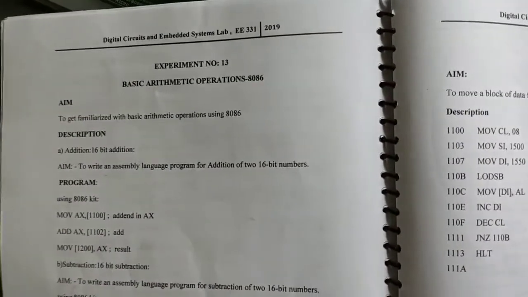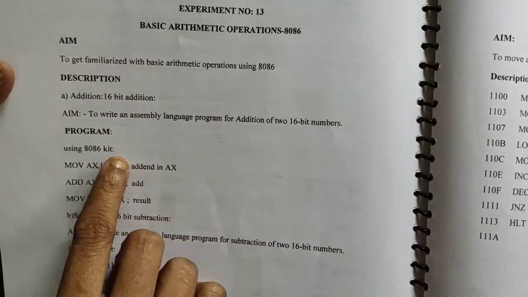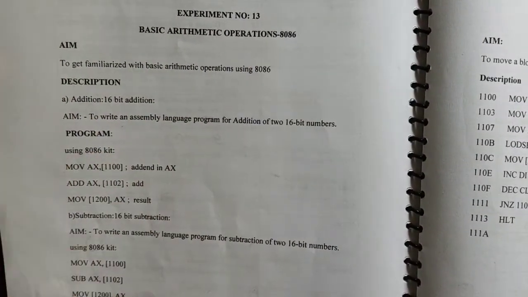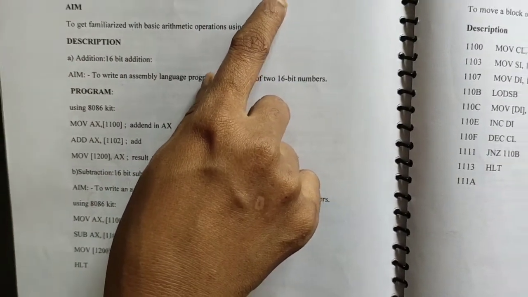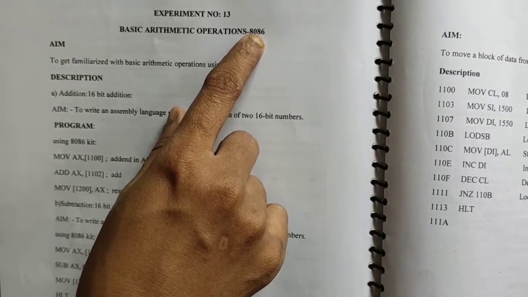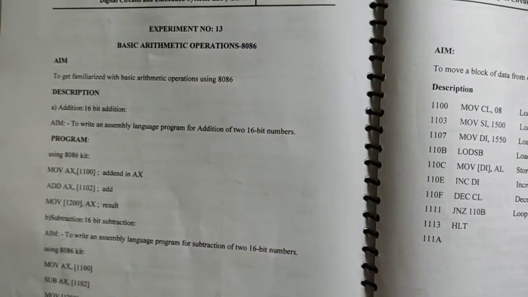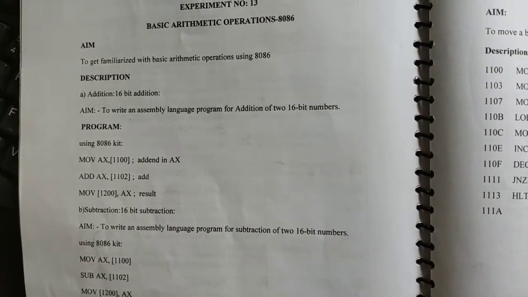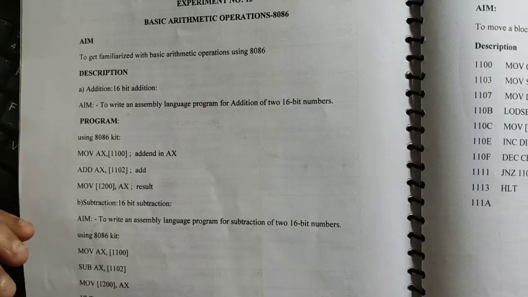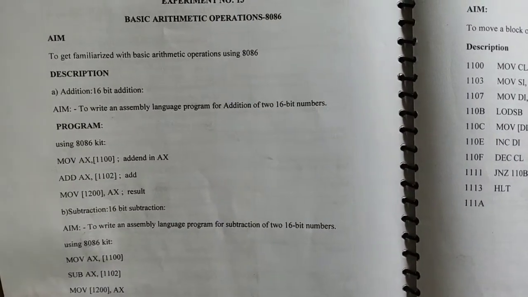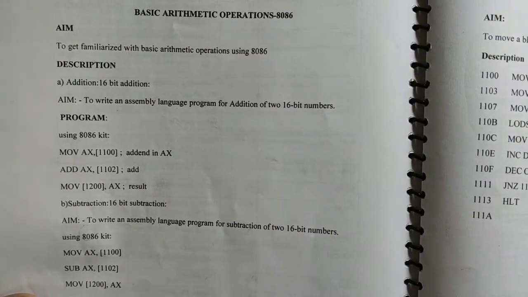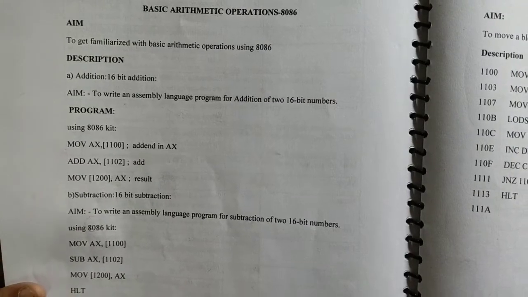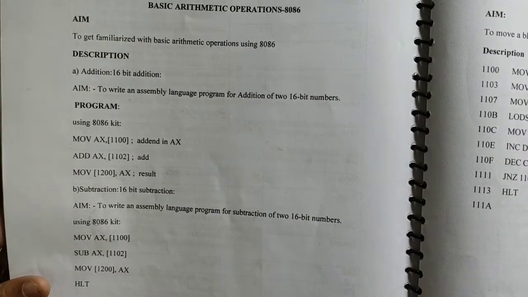Now we can have a look at the arithmetic operations of 8086. Here we are doing the basic arithmetic operations, addition as well as subtraction. Compared to 8085, 8086 is a 16-bit processor. Please remember, 8085 was an 8-bit processor, whereas 8086 is a 16-bit processor. Today I am going to show you 16-bit addition as well as 16-bit subtraction. Even though it is 16-bit, we can do 8-bit calculations also in 8086.